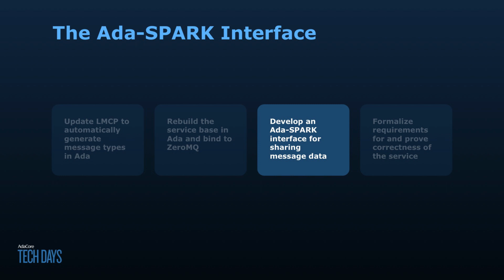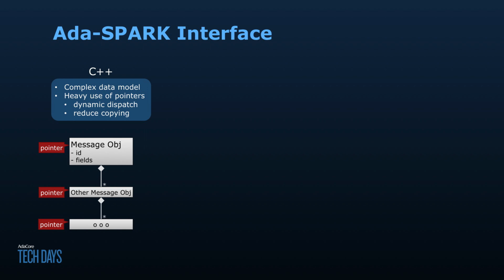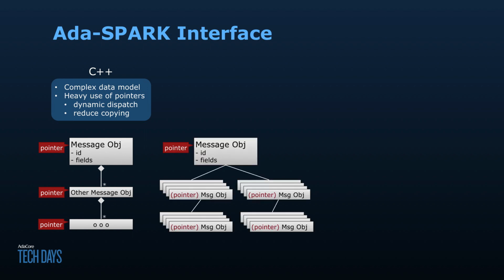So first, let's take a look at this notion of an interface between Ada and Spark. These are both the same language, so you might wonder, why did we need to do this? And the answer is the message set made heavy use of pointers in C++. So this is a complex data model. There were a lot of pointers. These pointers were used for things like dynamic dispatch and to reduce copying. So every time we dealt with a message, what we were actually typically dealing with was some kind of an object graph, where the different items in this graph were linked together using pointers.